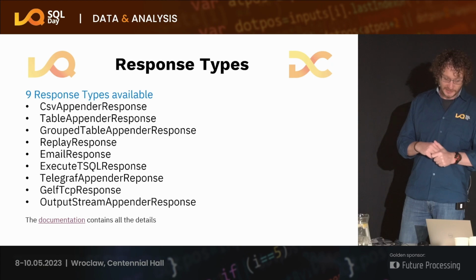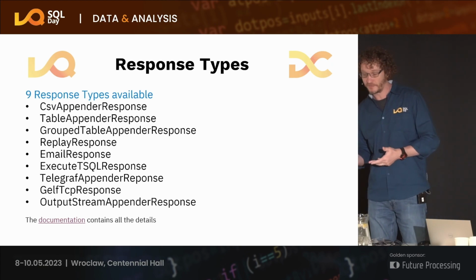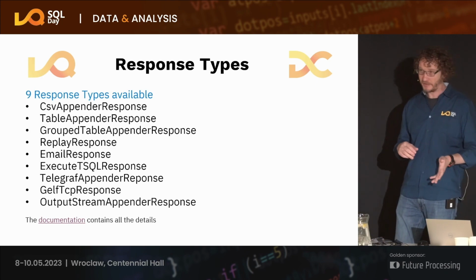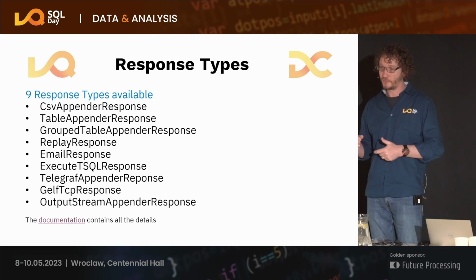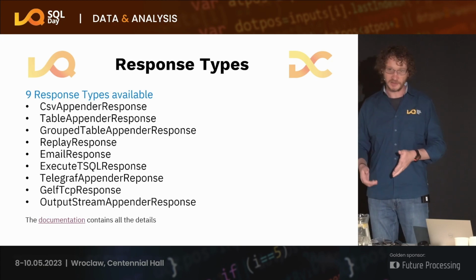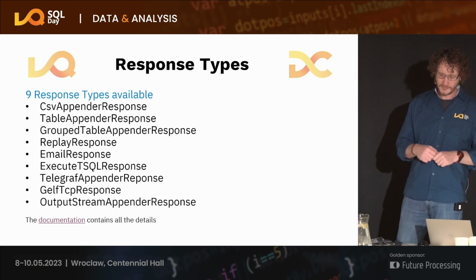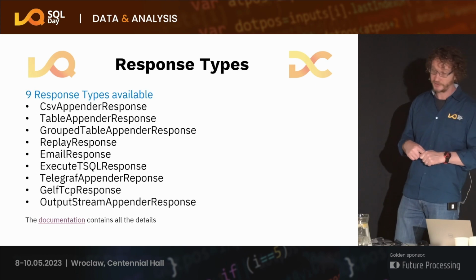And then we have special response types to write to external types of databases. Telegraph appended response is used to write to an InfluxDB database using its agent, which is called Telegraph.